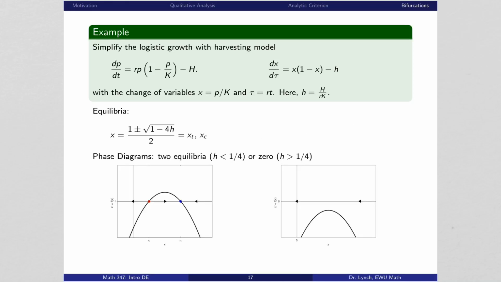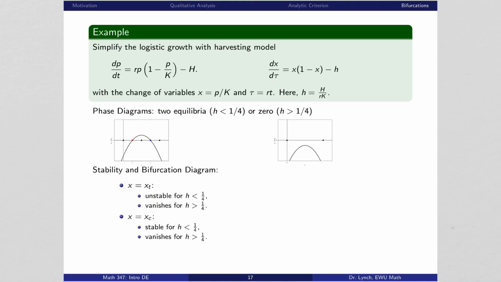We can graph the phase diagram, and you might be getting a little bit of deja vu here. You either get 2 equilibria or 0, depending on whether h is less than 1/4 or h is greater than 1/4. We can characterize the stability of those equilibrium values by saying that one is unstable and vanishes as h increases. The other is stable and vanishes as h increases. And the bifurcation diagram as a function of h looks similar to the one that happened before.